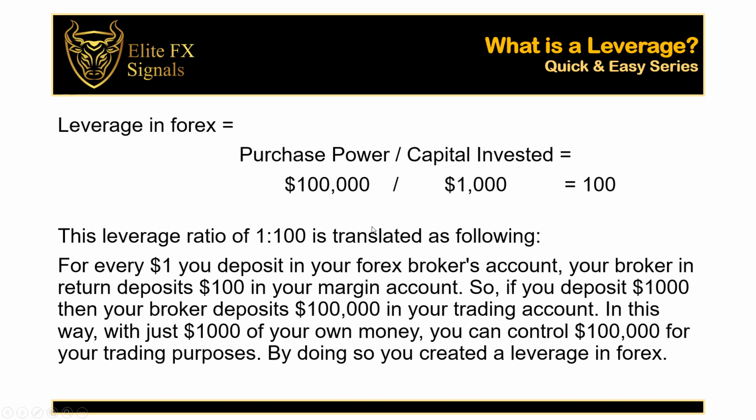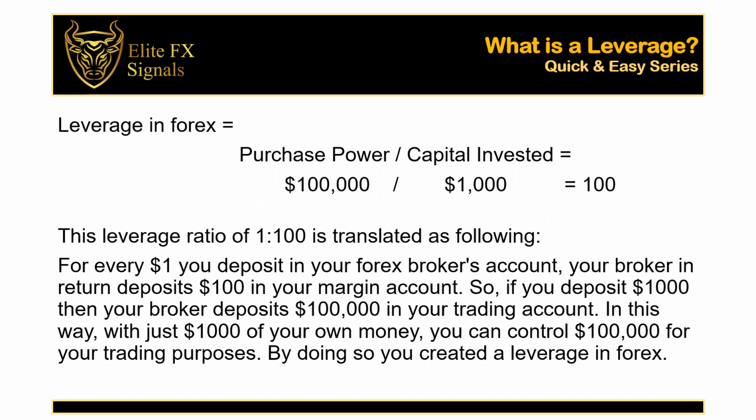Okay, and this translates as follows. For every single dollar that you deposit in your Forex broker's account, your broker in return deposits $100 in your margin account, in your trading account. So if you deposit $1,000, then the broker will deposit $100,000 in the same account. Obviously, this is not precise. This is not what's going to happen. If you open an account with $1,000, you will not wake up the next morning having $100,000 in your account.